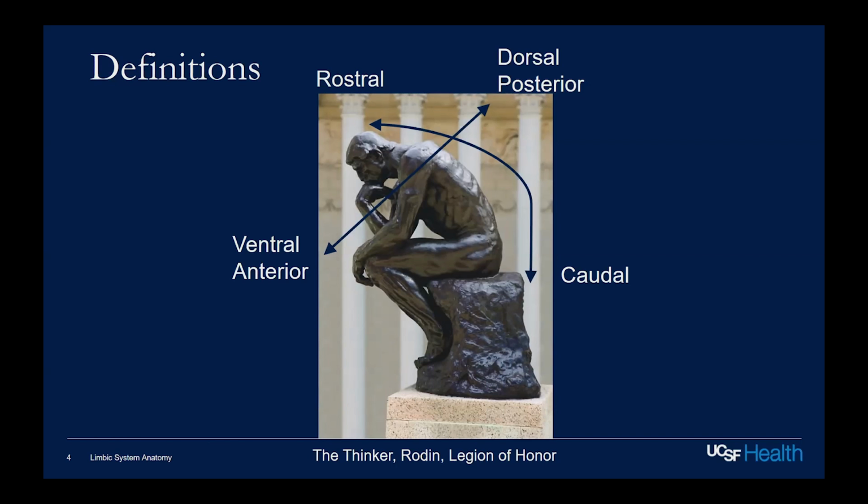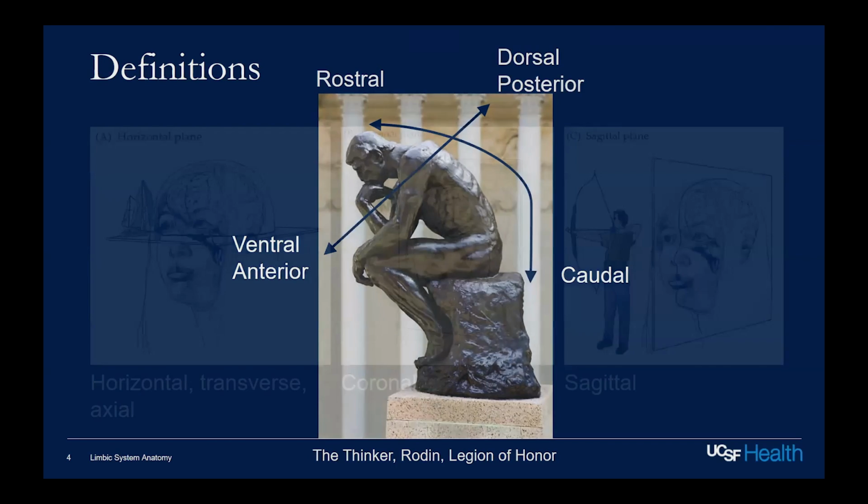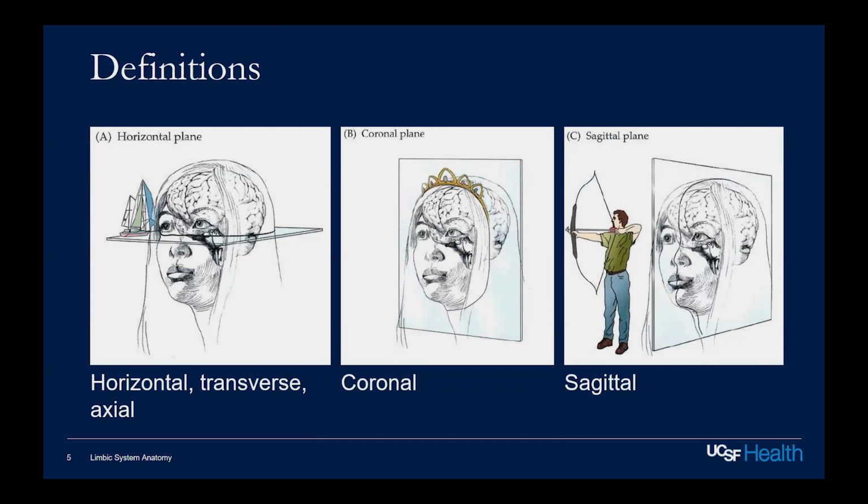Just to orient you, ventral and anterior refer to the front of the body, as opposed to dorsal and posterior, the back. Rostral is anything that's closer to the head, and caudal is anything closer to the tail or the lower back. And then a few new terms.